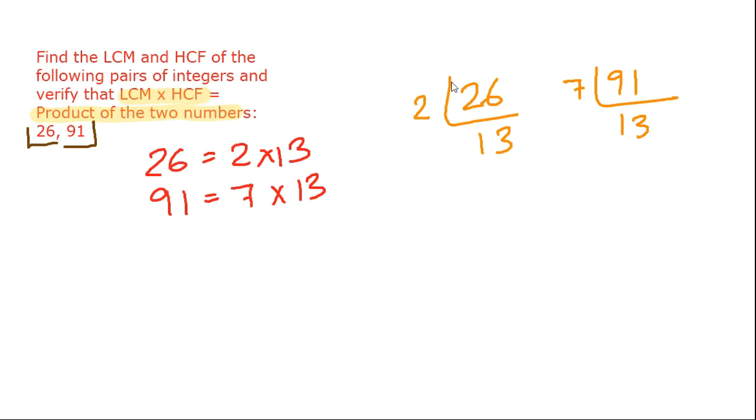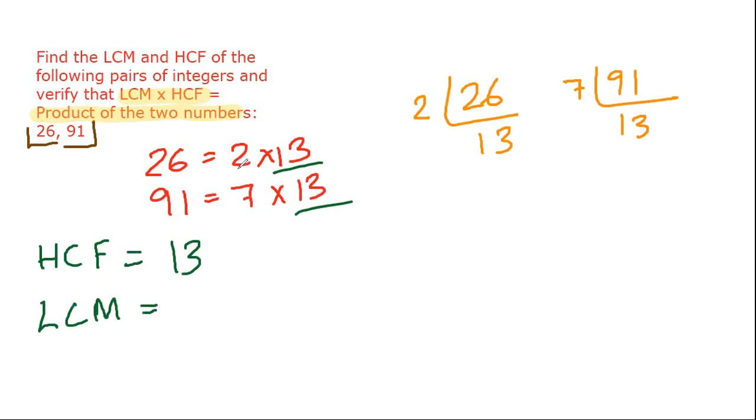I can write the HCF of these numbers as the highest common factor here and there, which is 13. So 13 is the HCF. And for the LCM of these two numbers, I am taking the highest power of each factor among these two factorizations. So I can write the LCM as 2 times 7 times 13, and I will get the LCM of 182.